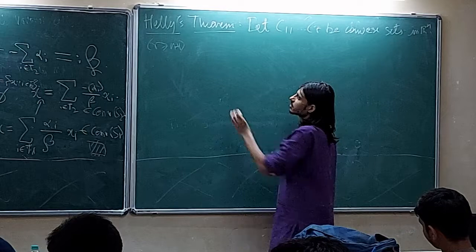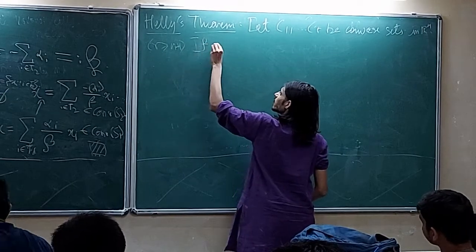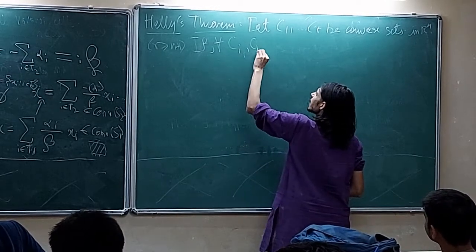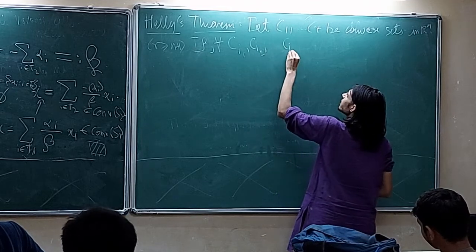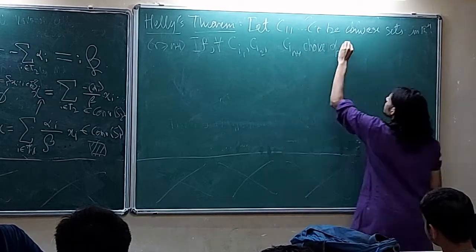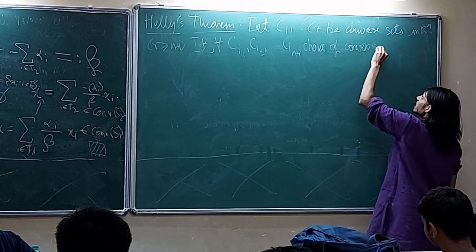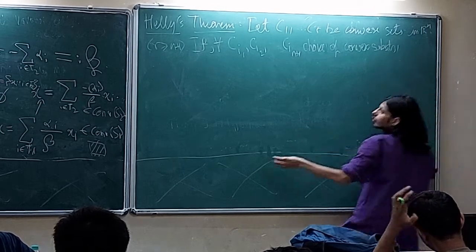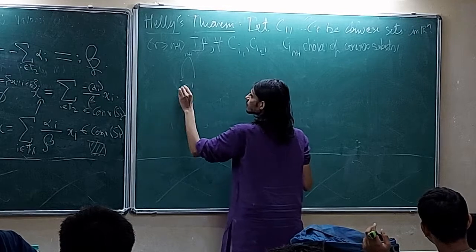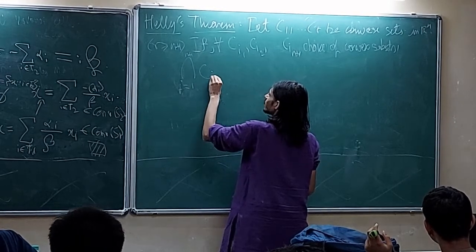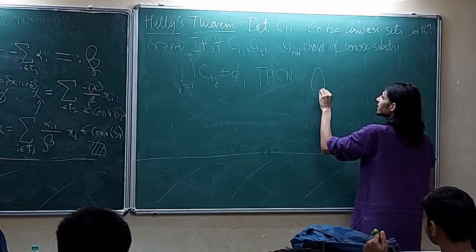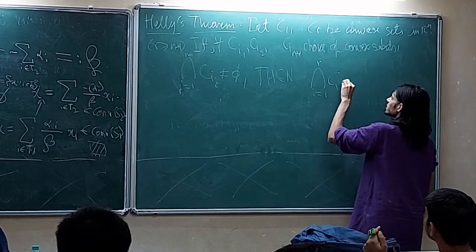But with R greater than or equal to n plus 1, if for all choices of n plus 1 convex subsets, say C_i1, C_i2, up to C_i(n+1), it is true that the intersection over j equal to 1 to n plus 1 of C_ij is non-empty, then the intersection over i equal to 1 to R of C_i is also non-empty.